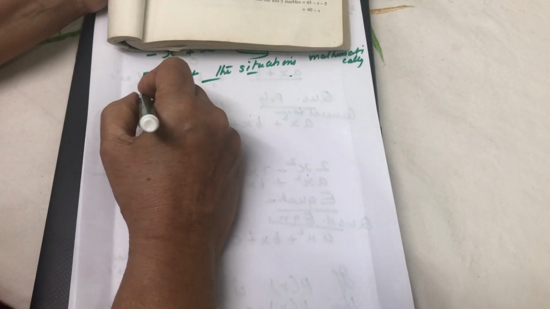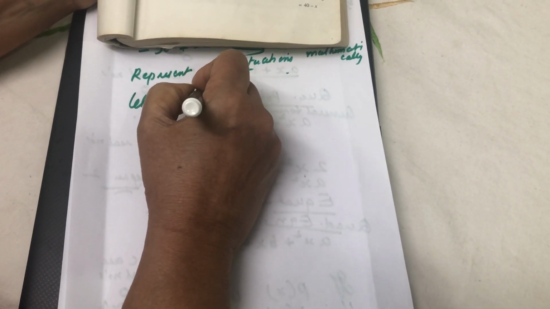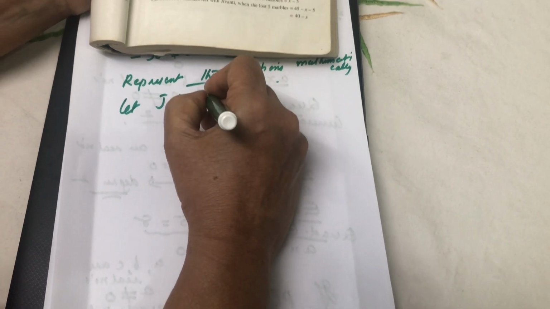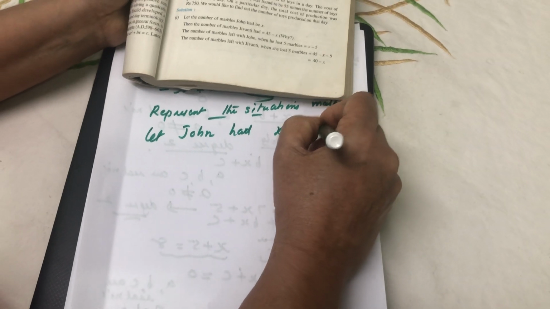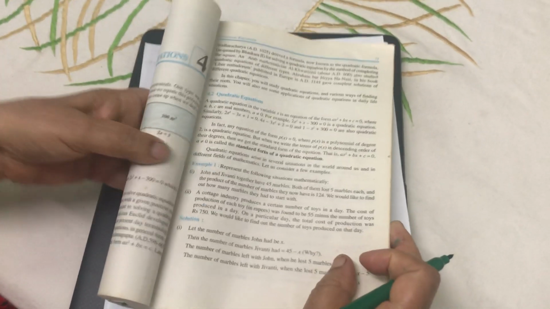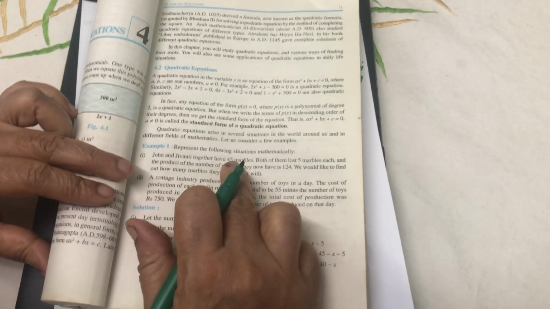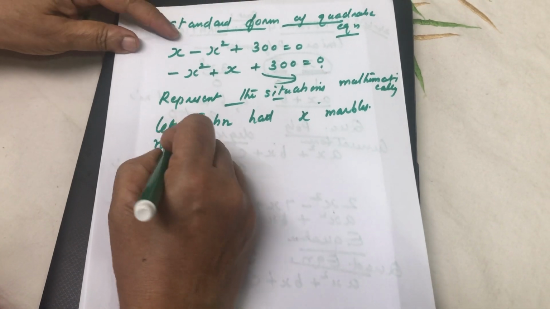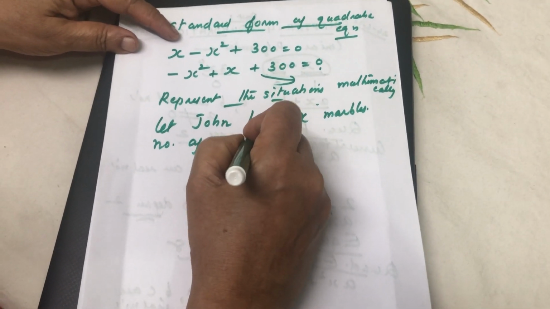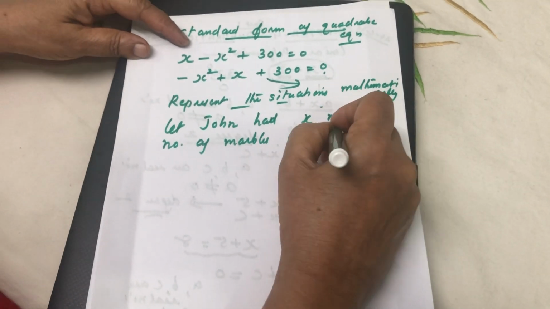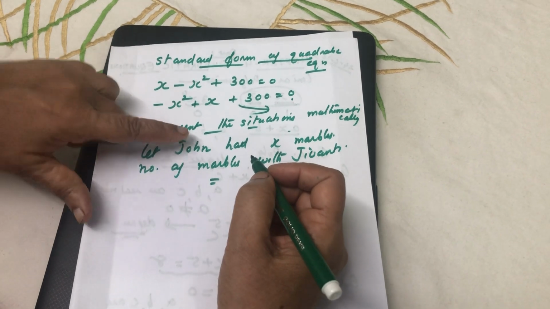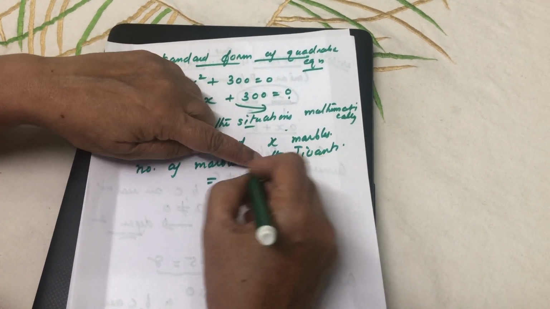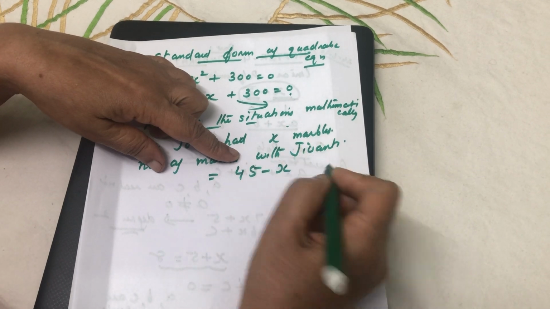John and Jivandi together have 45 marbles. So you have to take, let John had X marbles. If John had X marbles, both of them together have 45 marbles. Therefore, the number of marbles with Jivandi: total is 45, John had X, then Jivandi has 45 minus X.